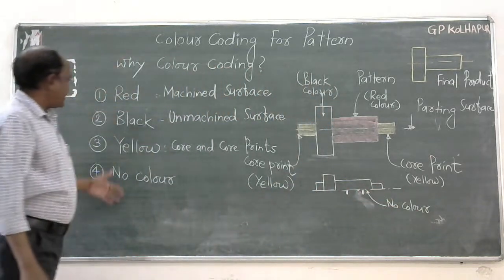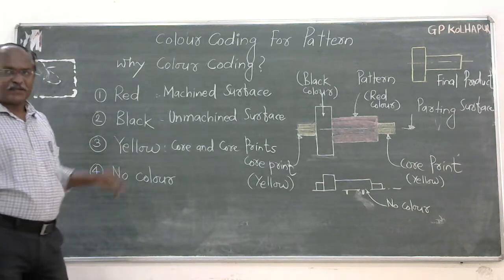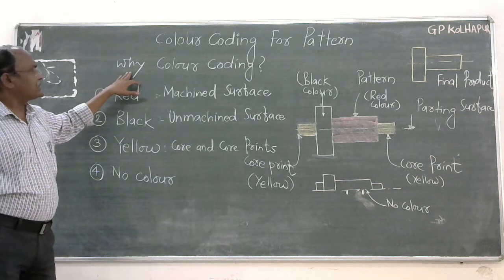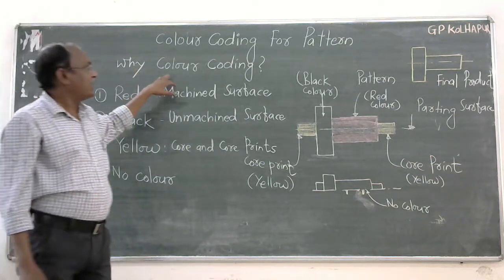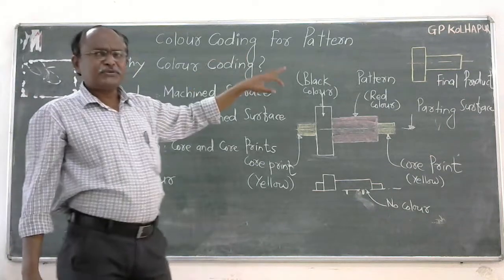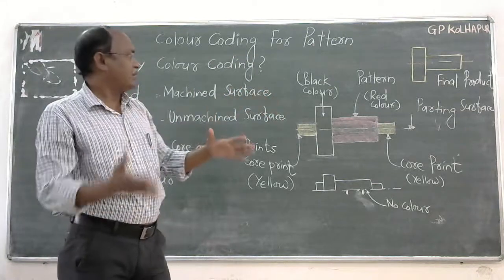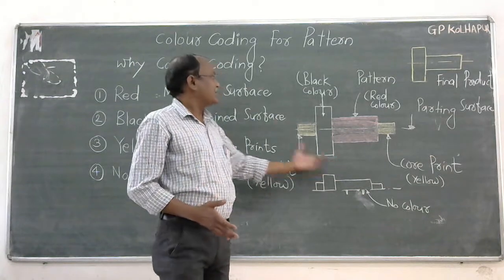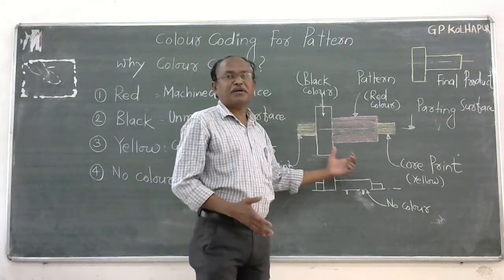So these are the various different types of colors. You understand what color coding is and why it is required: to distinguish or differentiate different parts of the pattern for different purposes.